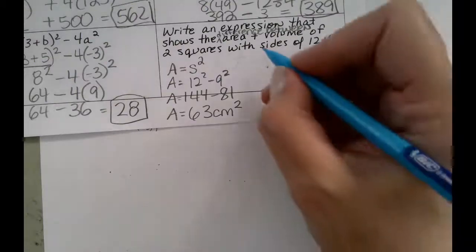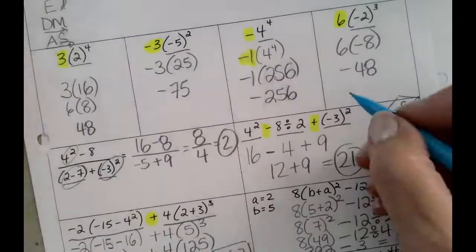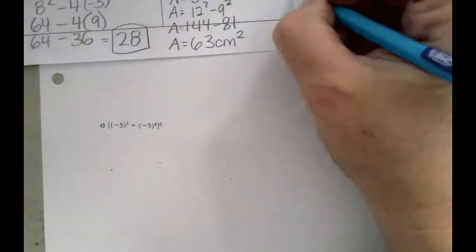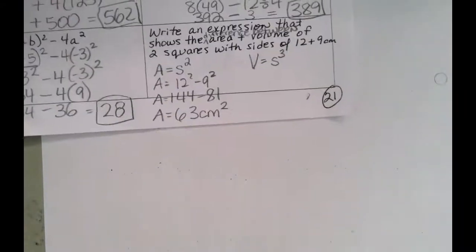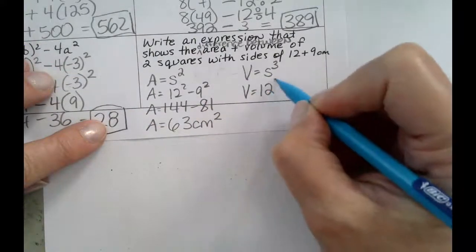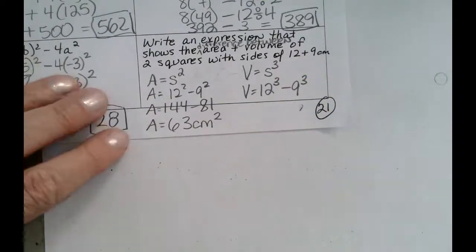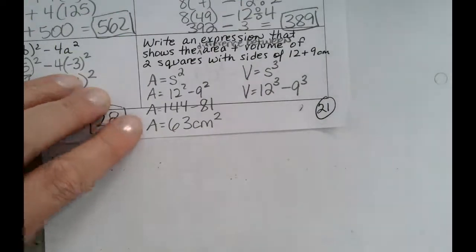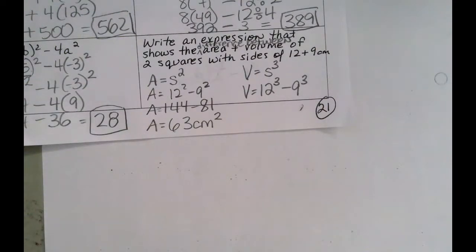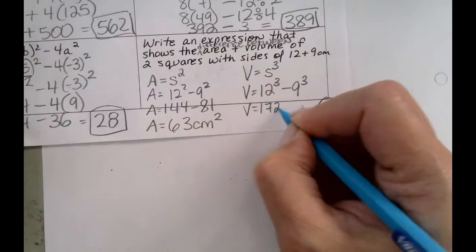Could I do it for volume? Does anybody remember the volume formula? So essentially it's taking this guy and making it look like that. Yes, length times width times height, which is, if length, width, and height are all the same, side cubed. Oh, there we are, side cubed. So I would go 12 cubed minus 9 cubed. And I definitely don't know what 12 cubed is in my head. 12 times 12 times 12. So 12 cubed is 1728.